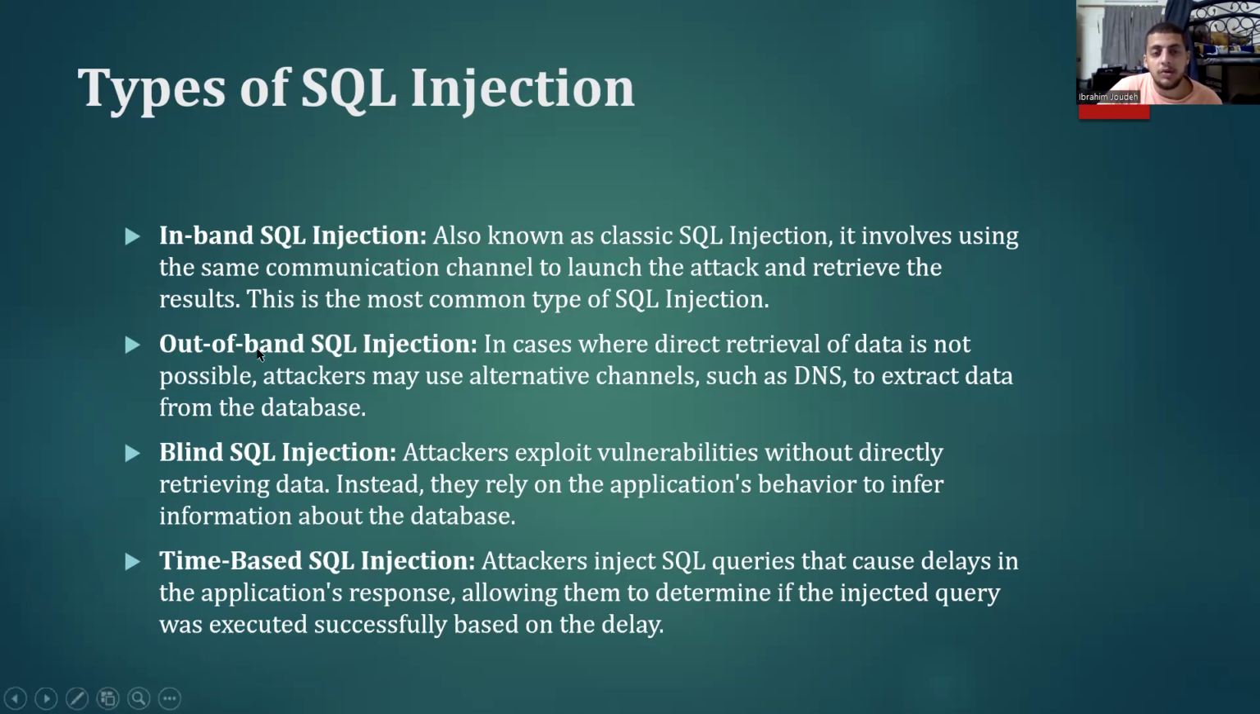Secondly, out-of-band SQL injection. In cases where direct retrieval of data is not possible, attackers may use alternative channels such as DNS to extract data from the database. The third example is blind SQL injection. Attackers exploit vulnerabilities without directly retrieving data. Instead, they rely on the application's behavior to infer information about the database.